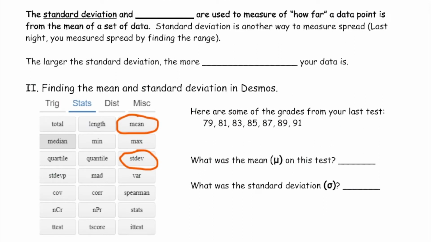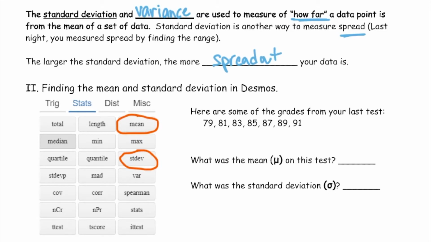Another vocab word is variance. So the standard deviation and the variance are talking about how far apart, how spread out our data is. The larger the standard deviation, the more spread your data is, the more spread out.